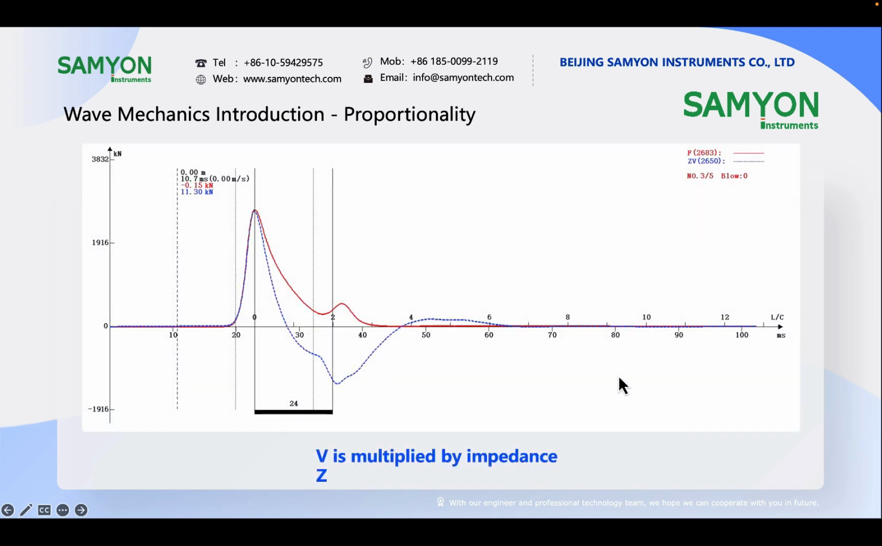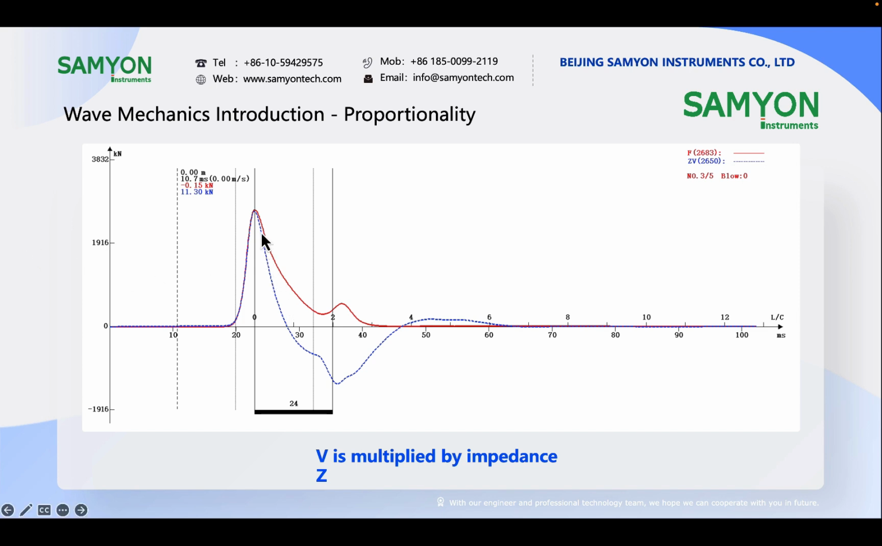So if we get data from a high-strain dynamic test, usually we will see before the first peak, F and V meet each other, they are together. That is because of the proportionality relationship. And after the first peak, they separate gradually. This is because of the function of the soil resistance, which we will discuss later.